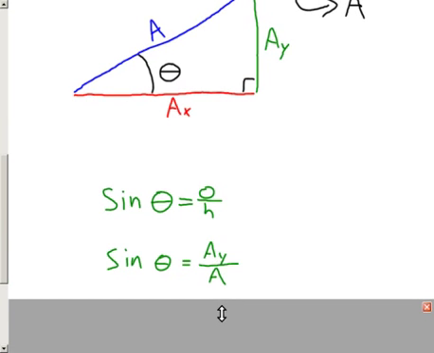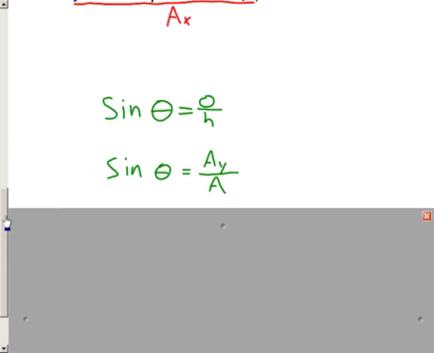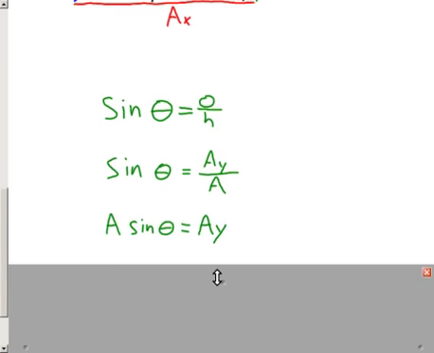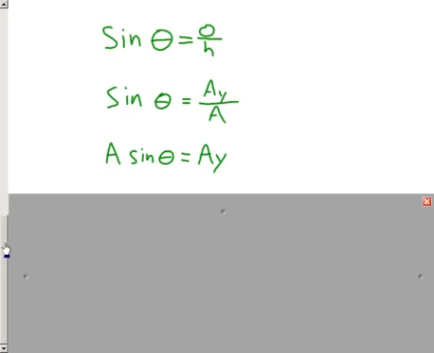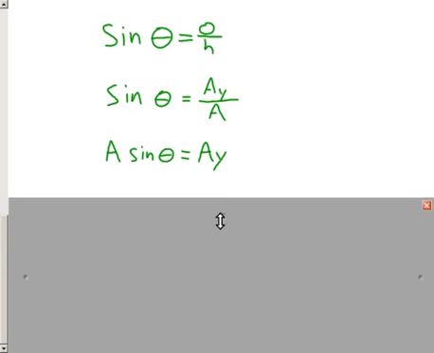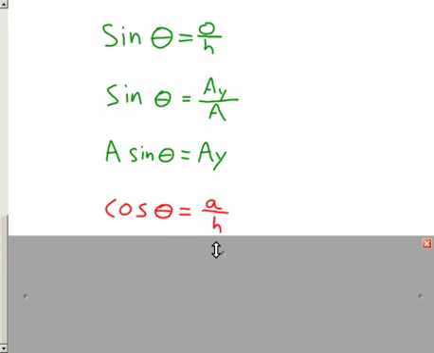Now here's what I want to do. Let's get A sub y by itself so we can solve for A sub y. So all we do is we multiply both sides by A, and there we go. So if we happen to be given the magnitude of A, the length of it, and the angle, we can find the length of the A sub y, the length in the y direction. Exactly the same game in the x direction. I want you to finish this one and solve for A sub x.